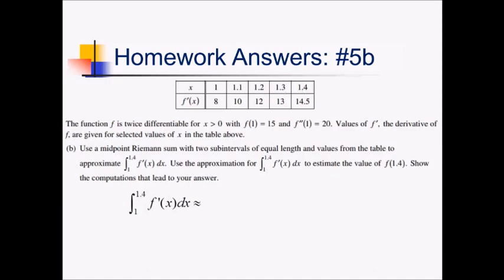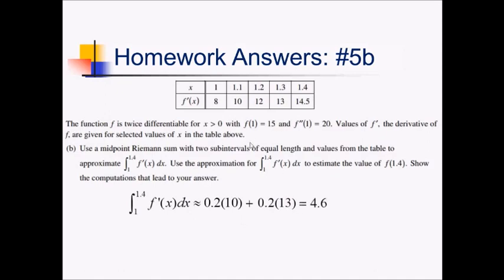So the base of the first rectangle is just 0.2, the distance between these. And since I'm using MRAM, I have to use the midpoint y value, which is going to be 10. So 0.2 times 10. My next rectangle, I still have a base of 0.2, but now I'm using that middle value of 13. And I could leave it like this, but if I wanted to simplify, 10 plus 13 would be 23. And if I factor the 0.2 out of there and multiply it by the 23 that I get, that would be, let's see here, 2 times 23 would be 46. Move the decimal, that's 4.6.